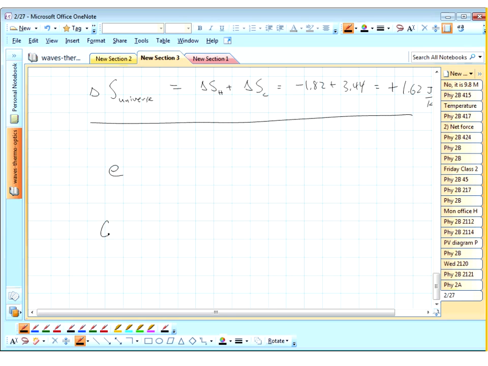And it's always, whether it's the efficiency or the coefficient of performance, doesn't matter, it's always the desired process divided by what goes in. Right, what you have to put in to make that happen.